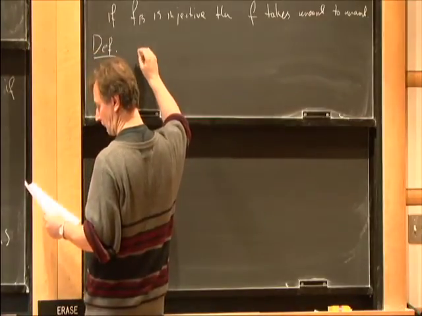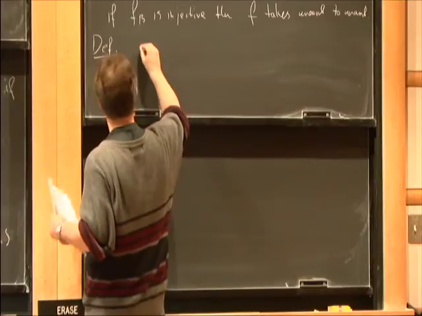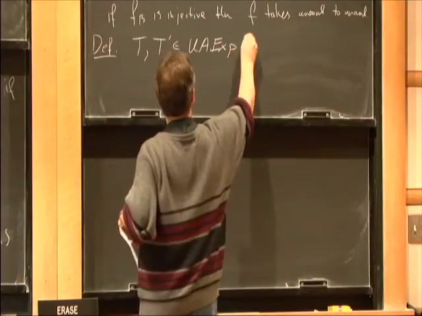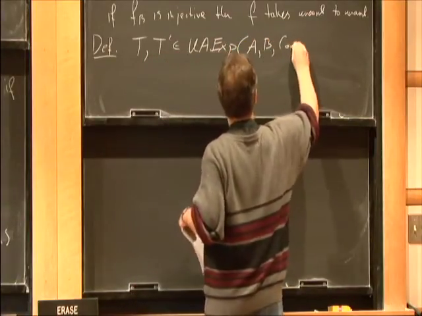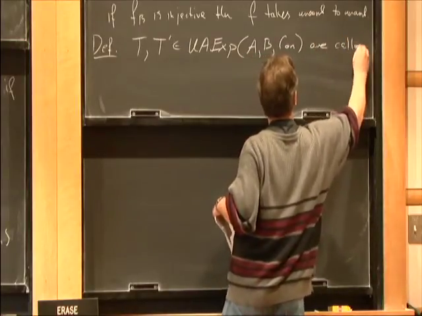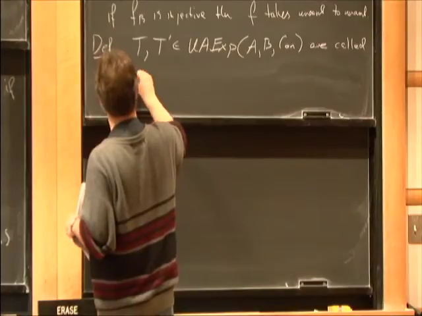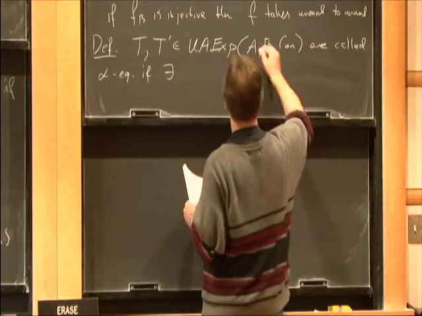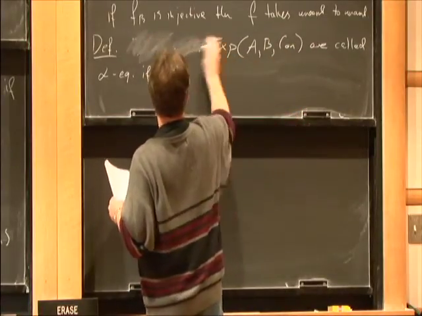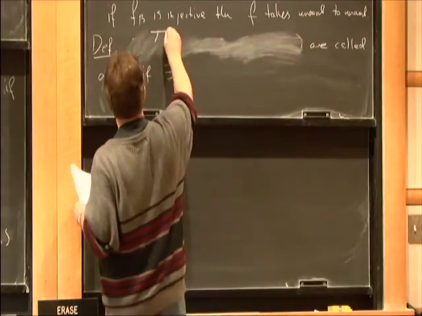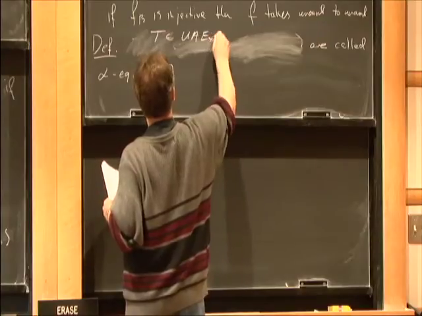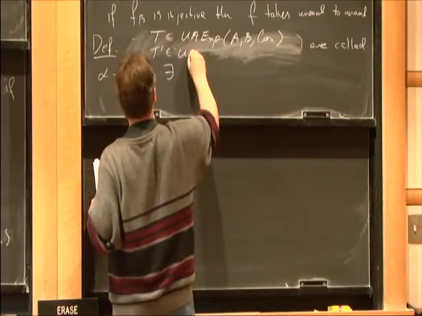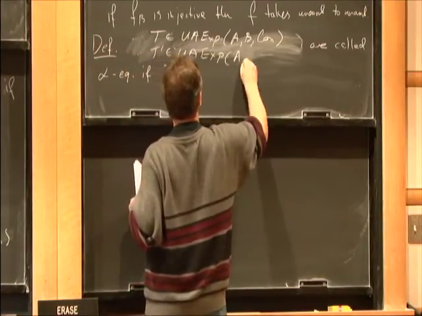So if I have T and T prime in unambiguous expressions over A, B, C, O, N, one are called alpha equivalent if there exist. Actually, excuse me, I'll want it slightly differently. T in unambiguous expressions over A, B, C, O, N, and T prime in unambiguous expressions over A, B prime, C, O, N.